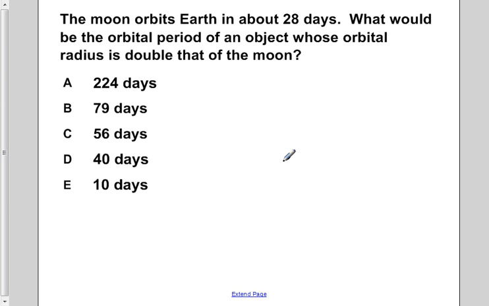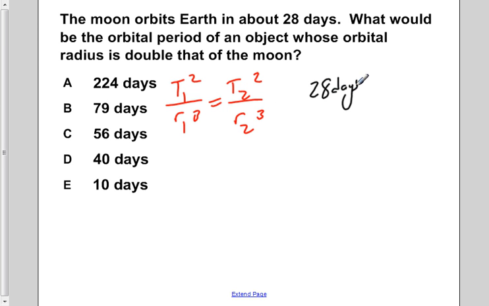So if we apply Kepler's third law to this situation, T1 squared over R1 cubed is equal to T2 squared over R2 cubed. So T1, we're going to say, is 28 days. So that's the period for the moon, and it's orbiting at a radius of r cubed. Now, T2 squared is what we want to solve for, and we know that R2 is twice the radius of the moon.